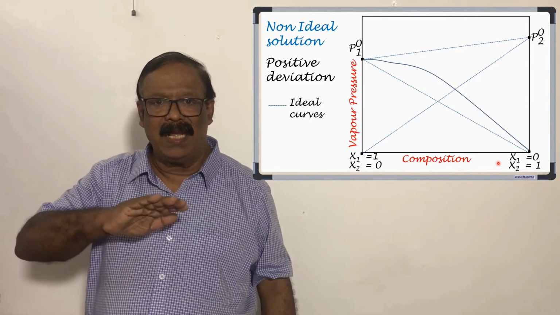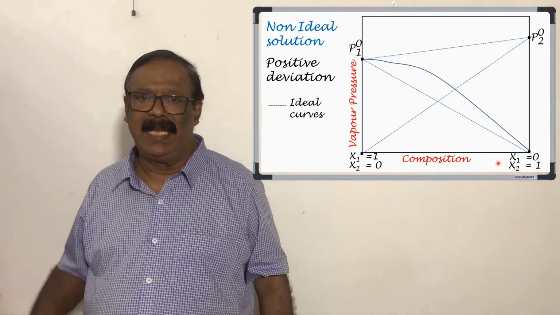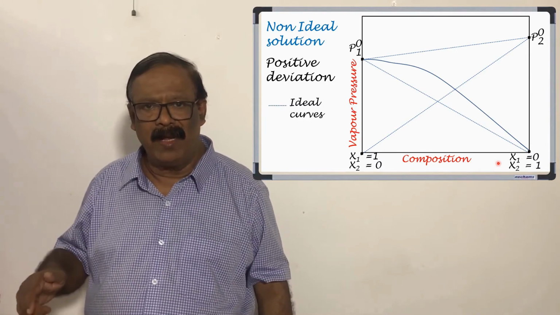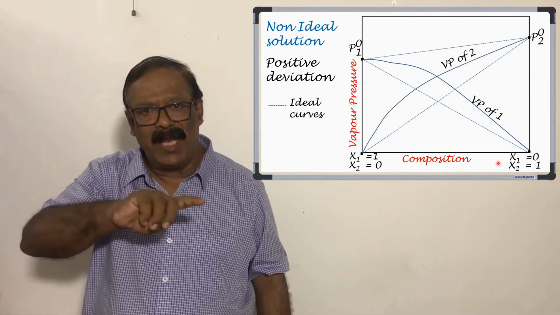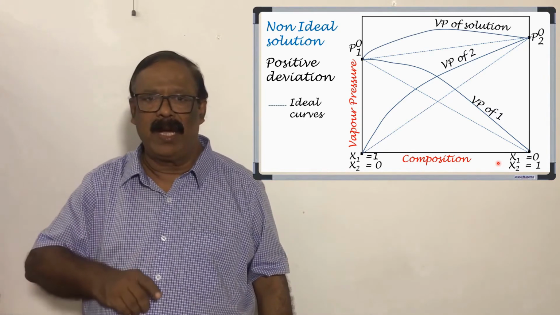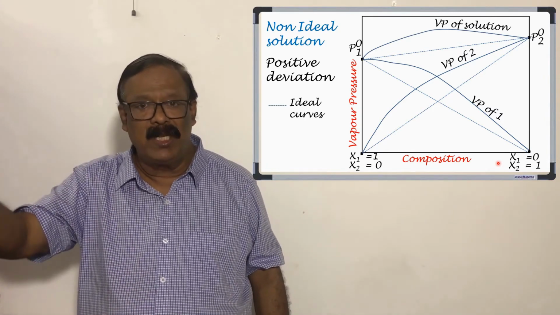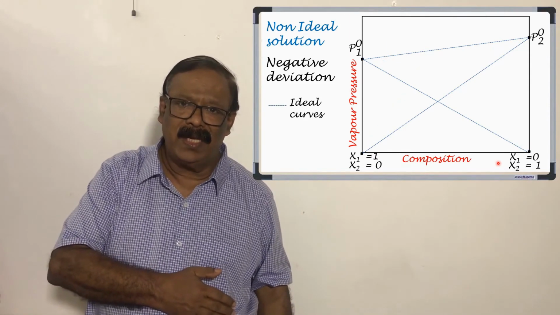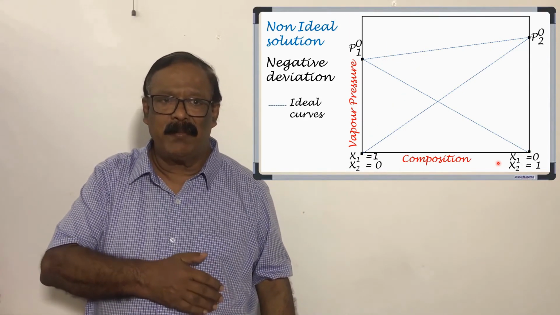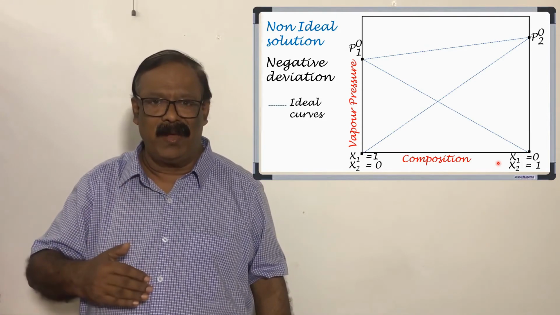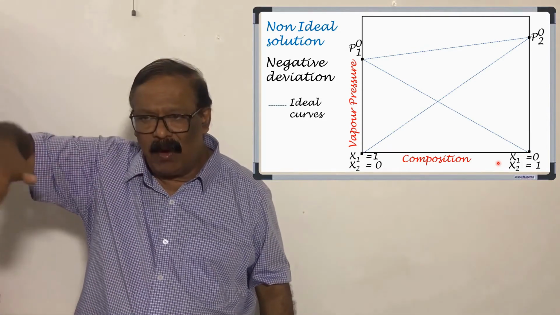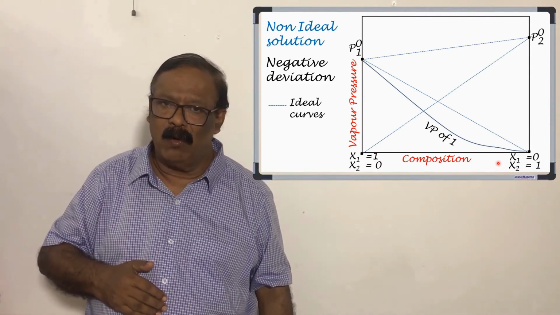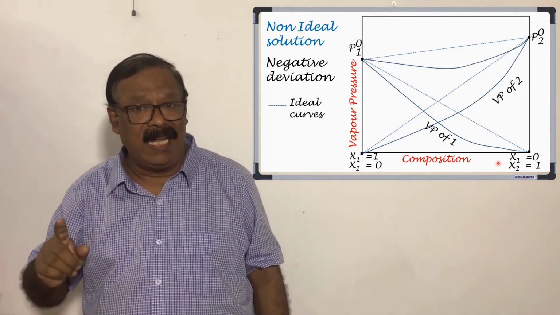The curve will be slightly going upward and ending in the required points. You can see all the things: vapor pressure of component 1, vapor pressure of component 2, as well as vapor pressure of the solution will be going upwards because it is the positive deviation. In the case of solution showing negative deviation, the vapor pressure is less than the calculated value, so it will be having a concave surface when compared to the vapor pressure composition diagram of ideal solution.